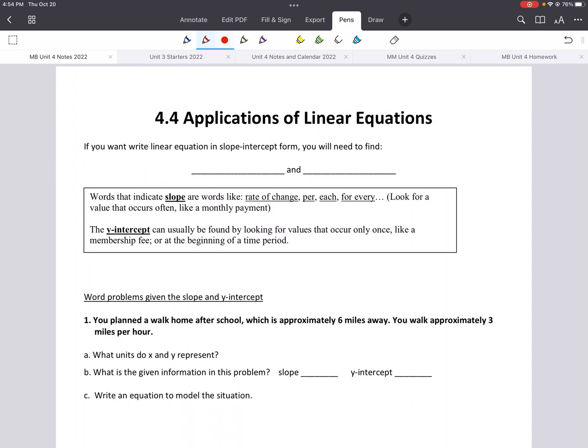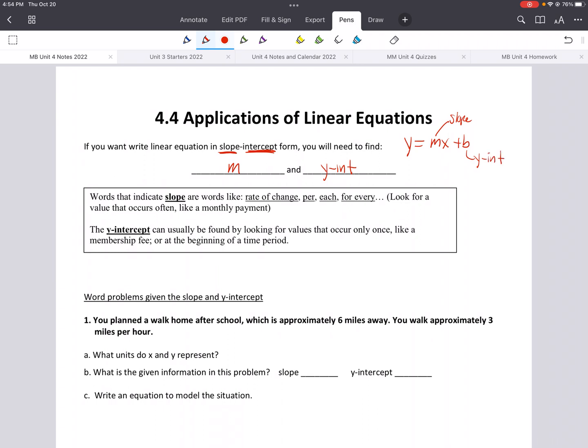So if you want to write a linear equation in slope-intercept form, what do you need? Well, you're going to need to find the slope, and you're going to need to find the y-intercept. So I'm just going to write m and b, or you could say the y-intercept. Slope-intercept is y equals mx plus b, where m is the slope, and b is your y-intercept.